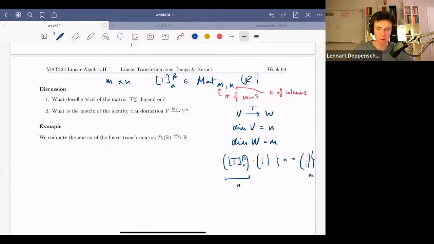Okay, what about the second part? Someone tell me what is the matrix of the identity operation.